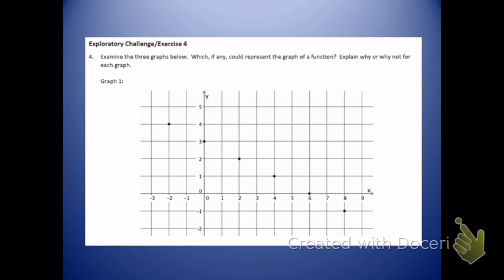Okay, so there are three graphs, graph 1, 2, and 3. Which, if any, could represent the graph of a function? Explain why or why not for each graph. If you haven't already, you might want to pause and decide if you think graph 1, 2, and 3 could be functions or not.